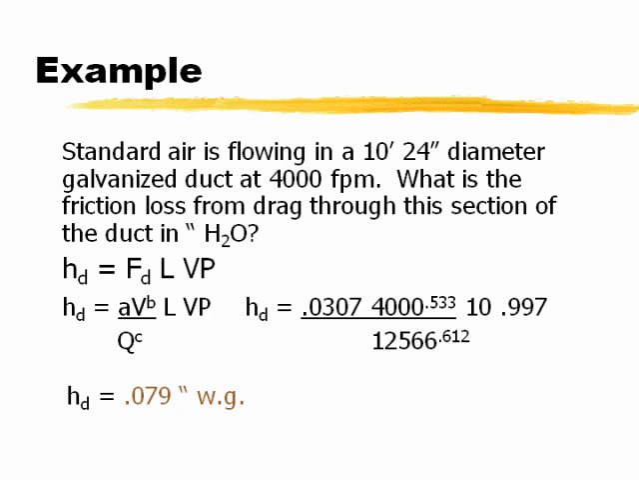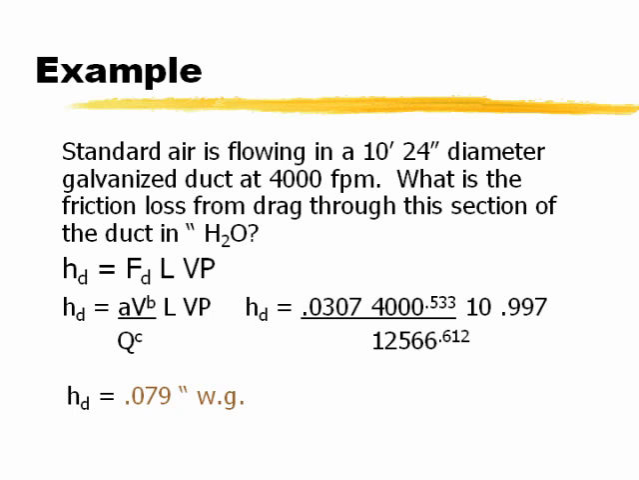How did we get Q here? Well, remember, Q equals VA. Our V is provided in feet per minute, and we find the area by taking the cross-sectional area associated with a 24-inch diameter ductwork. And when we do that, we get a Q of 12,566 CFM, and we bring that to the C power, and C units for galvanized metal are provided in the previous table. Multiply it by 10-foot lengths and our velocity pressure of 0.997 inches water gauge.